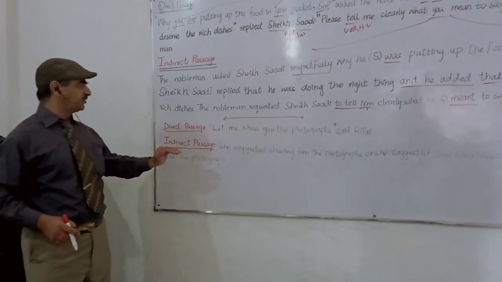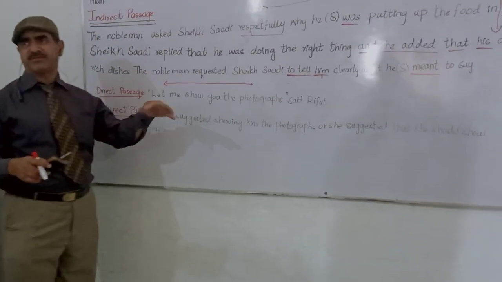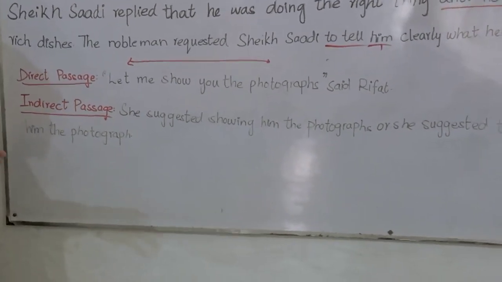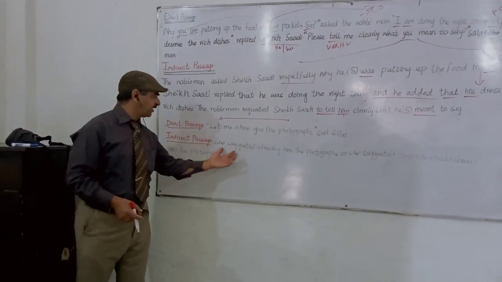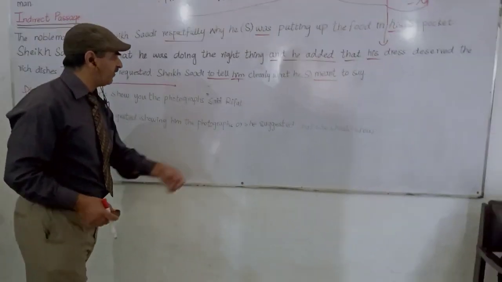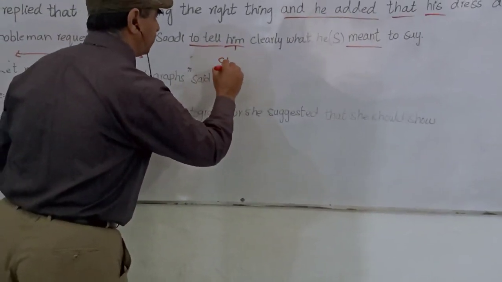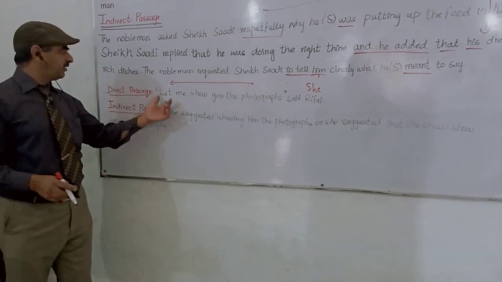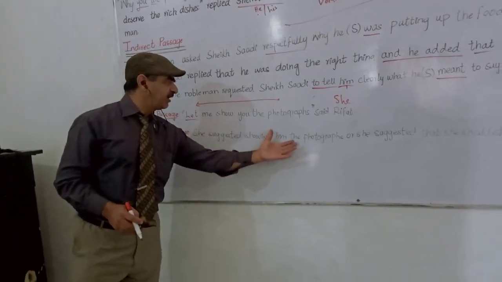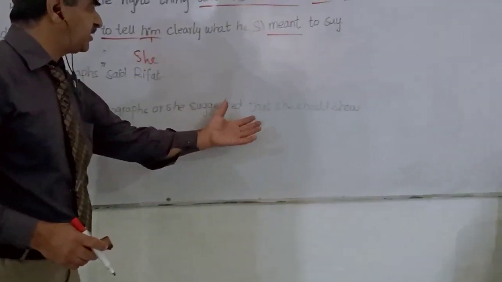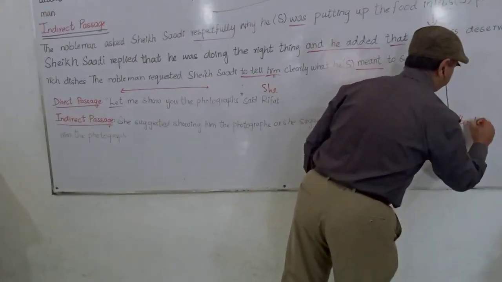The previous day I taught you something about "let me show you the photographs." One of my students was not satisfied and I myself was a bit dissatisfied, so I consulted the resources again. I came to know that it should be converted like this: she suggested showing him the photographs. This is one way to convert it. Rifat means she, and "let" means to suggest or to request. Or: she suggested that she should show him the photographs.